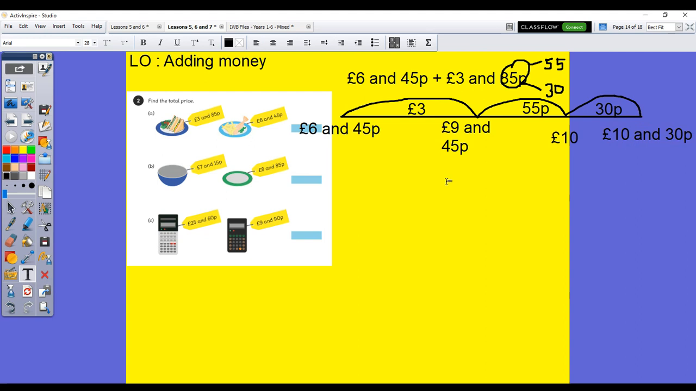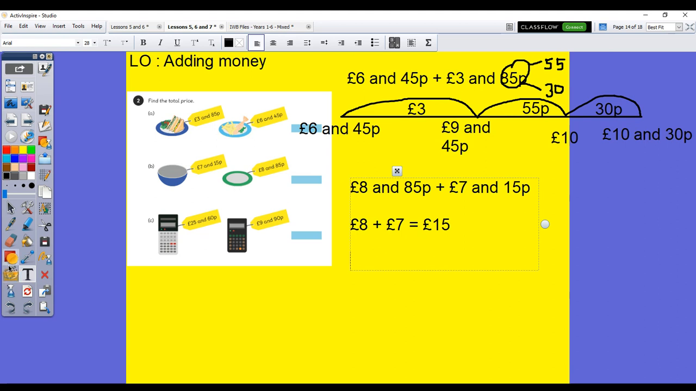Okay, so that's how we've partitioned it. We've worked out from 45p how many more pence we need to get to a pound, and then we've partitioned it from there. Okay, so let's do the next one. Let's do the largest number first. £8.85 plus £7.15. Okay, so I'm going to show you a different way this time. Let's do the pounds first. £8 plus £7 is going to equal £15.